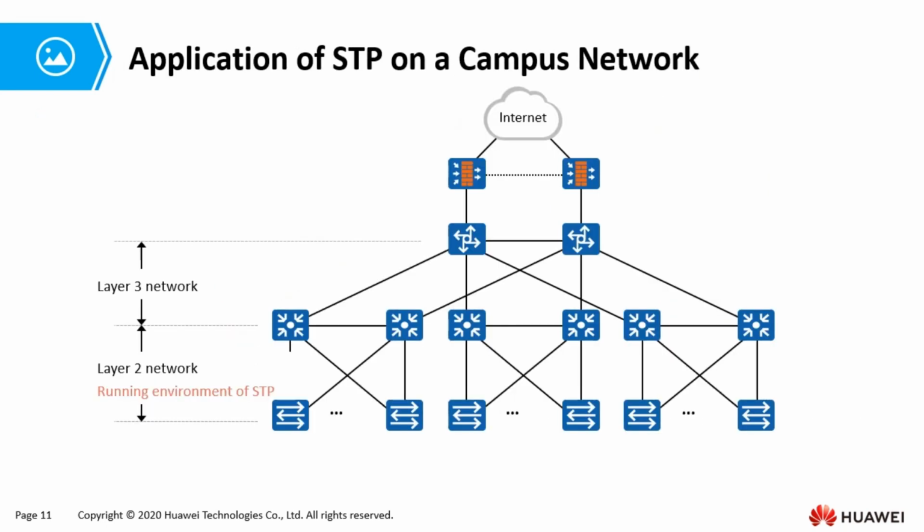So when we move to the campus network or the enterprise network, where do you apply STP? Basically, we apply it in the layer 2 network, between your access switches and your aggregation switches. We seldom apply it in layer 3, which involves routing. So it should be in layer 2 networks, to implement link backups and also to eliminate loops.